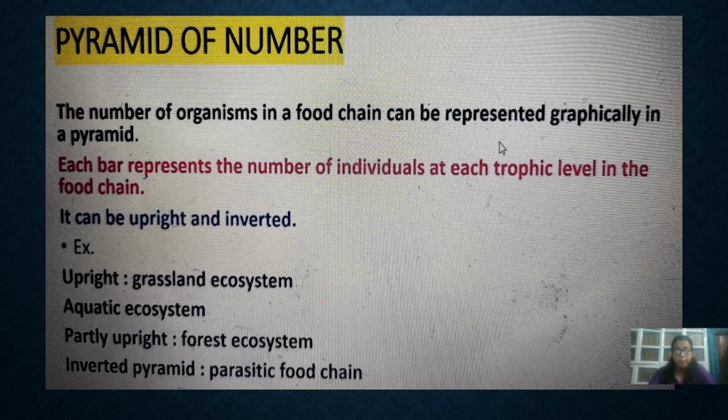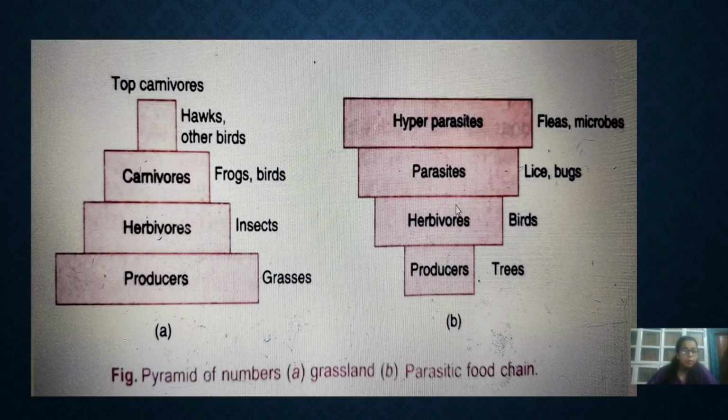By example, you can see here, this is the pyramid of number. It represents here the producer, that is the grasses, and herbivores, that is the insects. Herbivores are those animals which feed on plants or plant products, and carnivores are known as flesh eating animals.